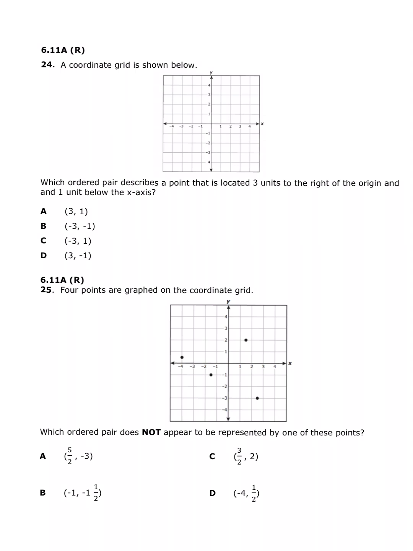25. 4 points are graphed on the coordinate grid. Which ordered pair does not appear to be represented by one of these points? A, 5/2, -3. B, -1, -1.5. C, 3/2, 2. D, -4, 1/2.